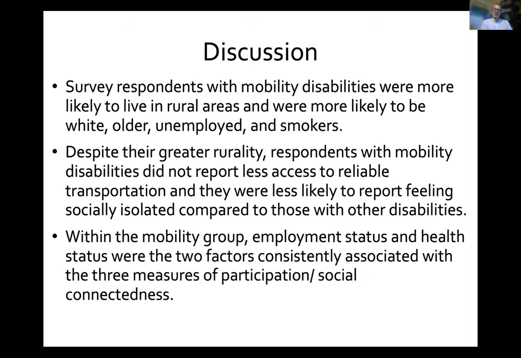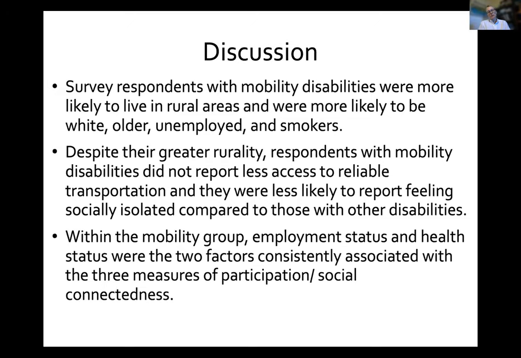So kind of to summarize those findings, survey respondents with mobility disabilities were more likely to live in rural areas and were more likely to be white, older, unemployed, and smokers. And actually these demographics are confirmed in other literature about people with mobility disabilities. Despite their greater rurality, respondents with mobility disabilities did not report less access to reliable transportation, and they were actually less likely to report feeling socially isolated compared to those with other disabilities.